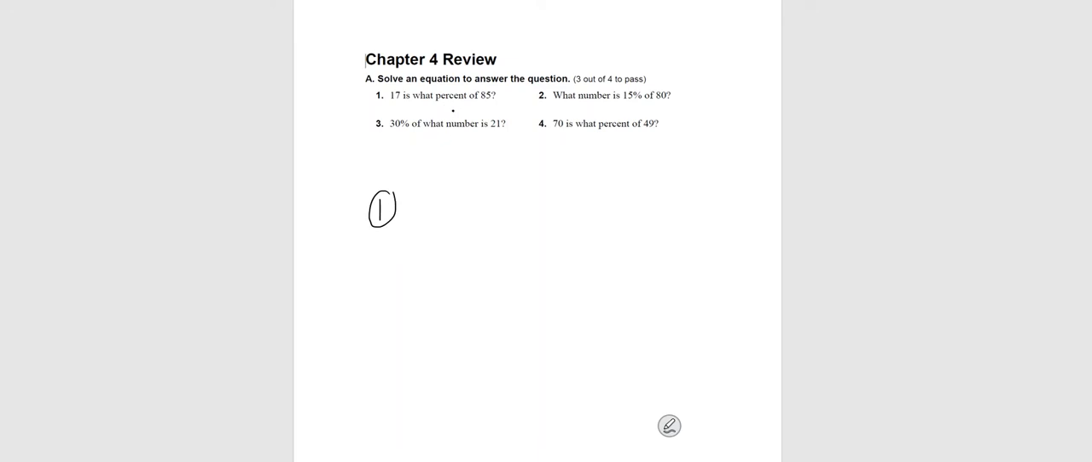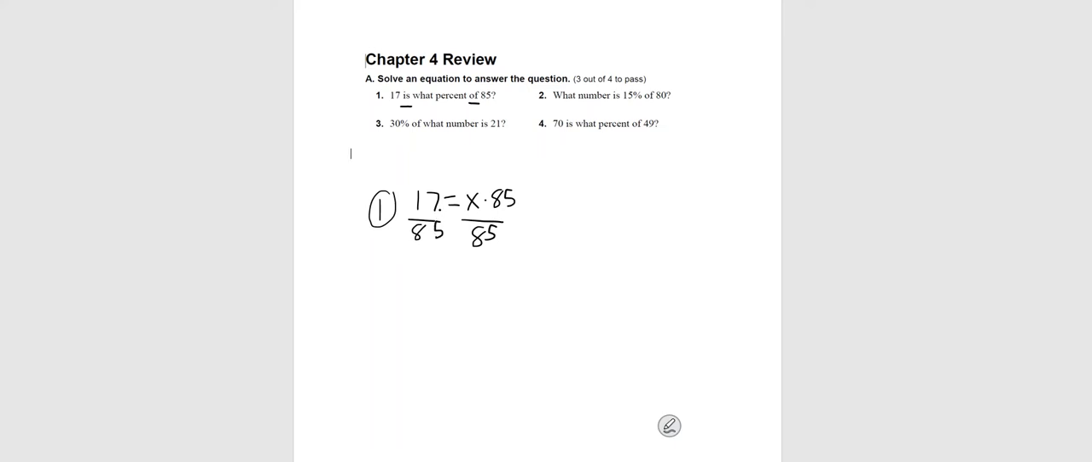it says 17 is what percent of 85? Remember, whenever we see what, that's going to be our variable x. Whenever we see the word is, that's going to be an equals. Whenever we see the word of, that is going to be multiplication. So 17 is what percent of 85? Your equation would be 17 equals x times 85. To solve for the x, to get the x by itself, we have to divide by 85 on both sides.